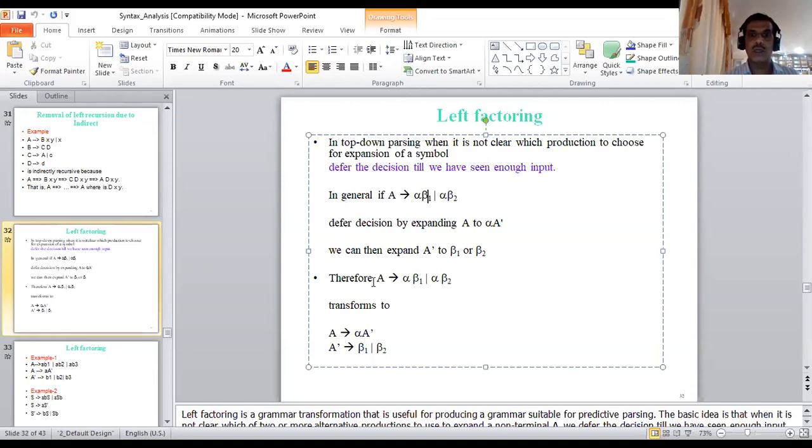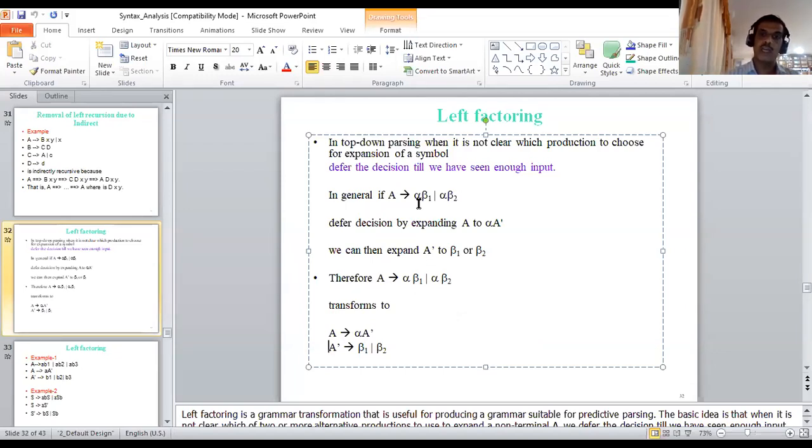So what we do is we'll replace this production like this. If the production is of type A tends to alpha beta 1 and alpha beta 2, we'll write the production like this: A tends to alpha A dash. Now I don't have confusion. If my alpha is A, I don't have confusion because I have only one production on the right-hand side which starts with A. Then I choose whether to go for beta 1 or beta 2 based on the next input symbol. So I mean to say that my A dash will be replaced by beta 1 or beta 2 based on my input symbol. There is no confusion at all here.